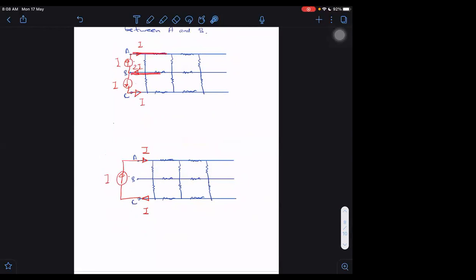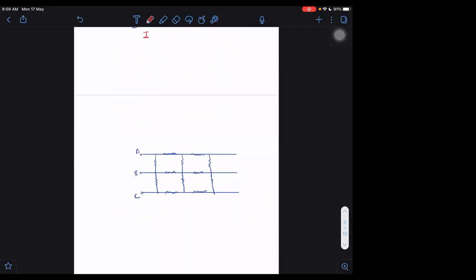What was I here, and here it is 2I, and this now becomes I plus I, which is 2I. This was zero current at B, we are not taking anything out of it, but now it is 2I. So it is sending 2I from A and taking 2I from B. That is the situation when both are taken together, 2I from here and 2I from here.